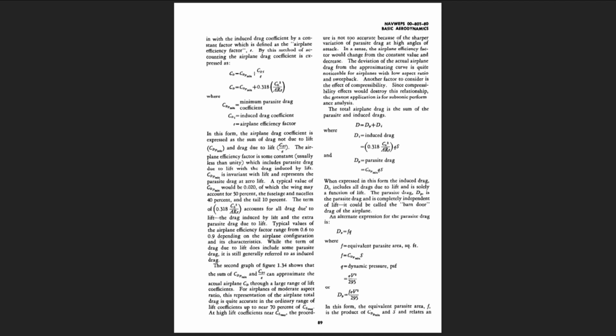CD = CDp min + CDi/e. CD = CDp min + 0.318 CL² / (AR e), where CDp min = minimum parasite drag coefficient, CDi = induced drag coefficient, and e = airplane efficiency factor. In this form, the airplane drag coefficient is expressed as the sum of drag not due to lift, CDp min, and drag due to lift, CDi/e.